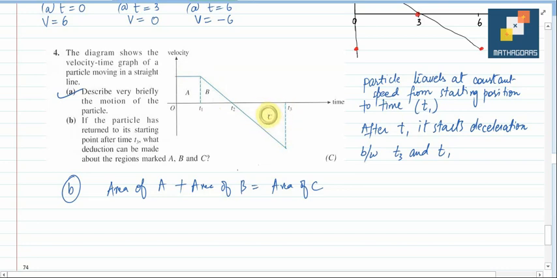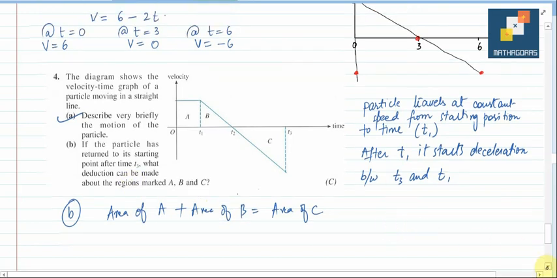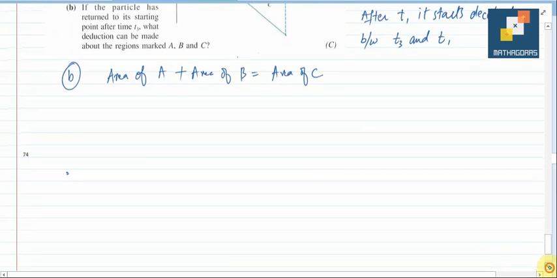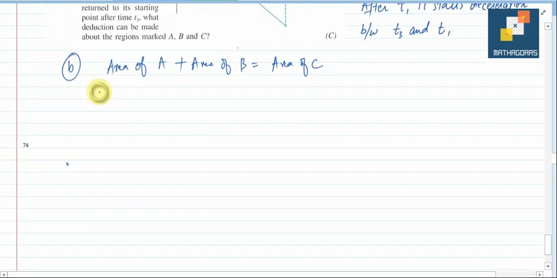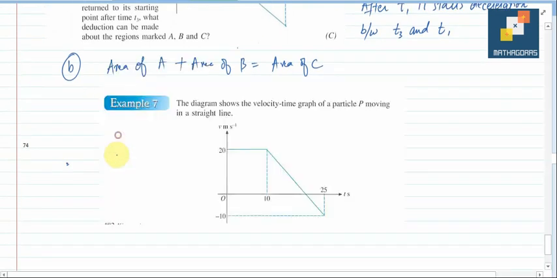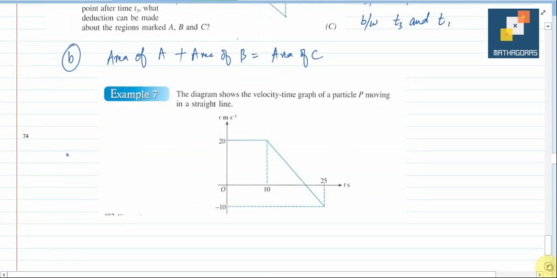Alright, so the distance traveled in the first A and B regions and the distance traveled in the C region are both equal, and this is the statement we can make for part B here. Alright, before moving to any other question, I think it's better if we attempt one example here, because examples are very good for clearing the concept.